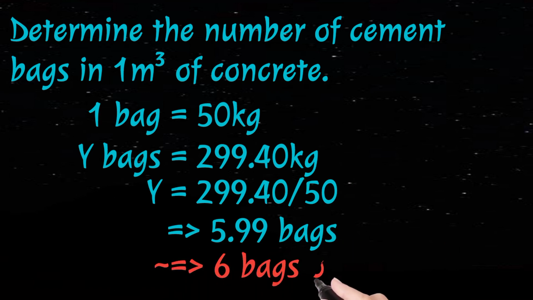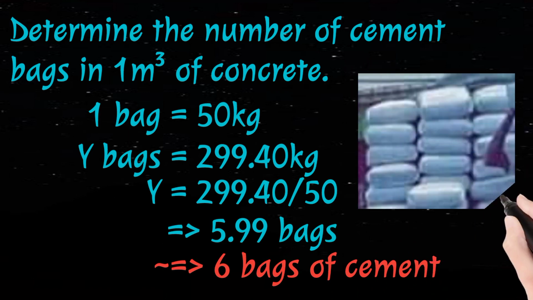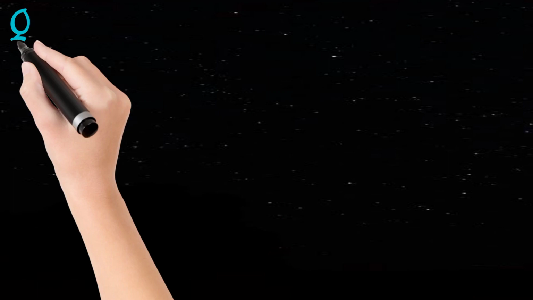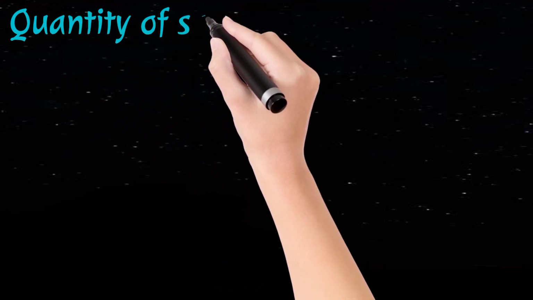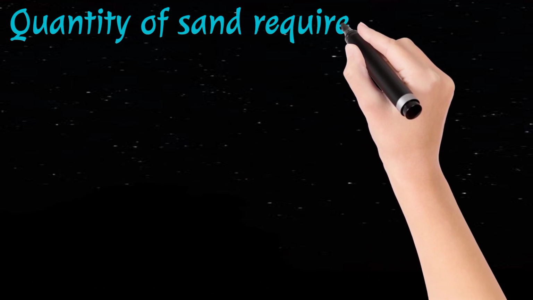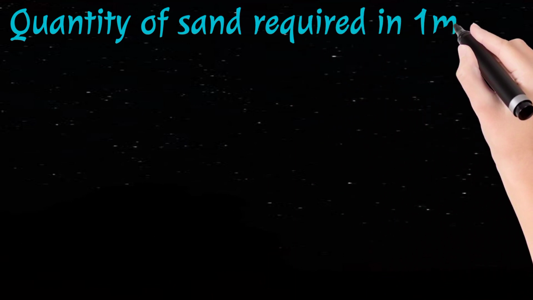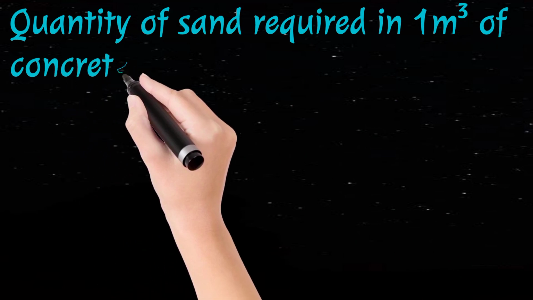So cross multiply, we have 299.4 divided by 50. So we have it as 5.99 bags of cement, so approximately 6 bags of cement. So 6 bags of cement is needed to achieve 1 cubic meter of concrete for that mix ratio 1:4 and water cement ratio of 0.4. It varies depending on the mix ratio, but the variation is not that much. It should still hover around that same value.